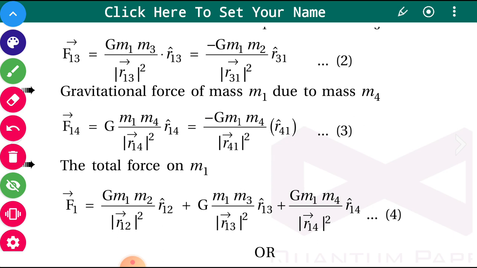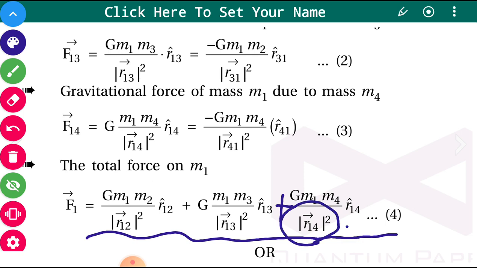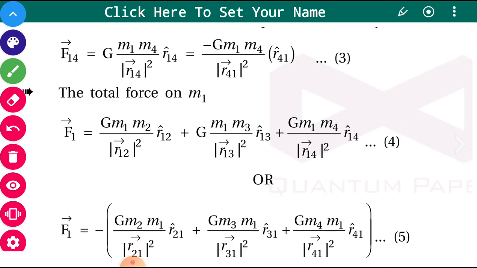Now we just have to carry out the vector sum. Force on 1 is equal to G m1 m2 upon the magnitude of r12 squared into r12 cap, that is the first term. Then the second term is added, plus G m1 m3 upon the magnitude of r13 squared into r13 cap, and plus G m1 m4 upon the magnitude of r14 squared into r14 hat. This way you can represent it.